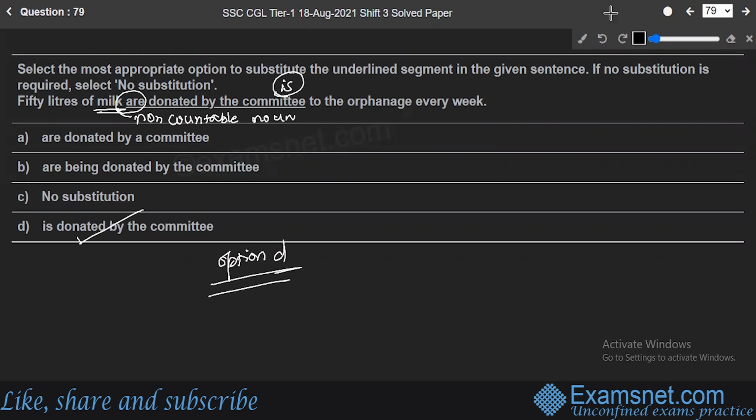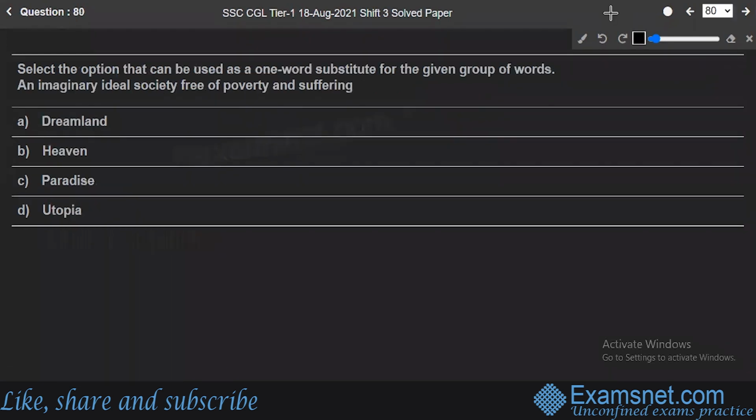Hope you are clear. Next, question number 80. Select the option that can be used as one word substitute for the given group of words. And the given group of words are an imaginary ideal society free of poverty and suffering. Options are dreamland, heaven, paradise, or utopia. Let's see the meaning of all the words one by one.